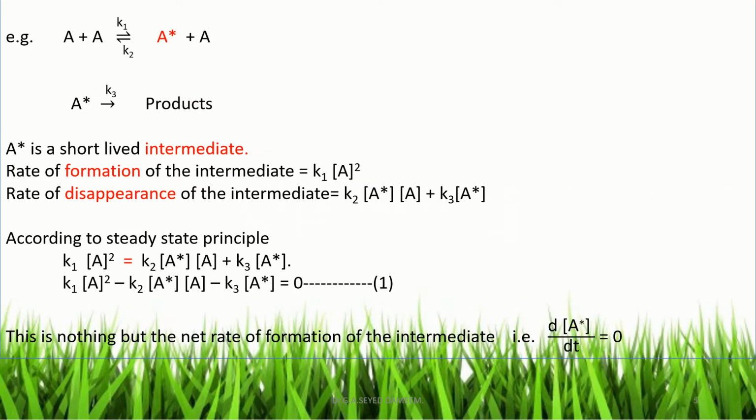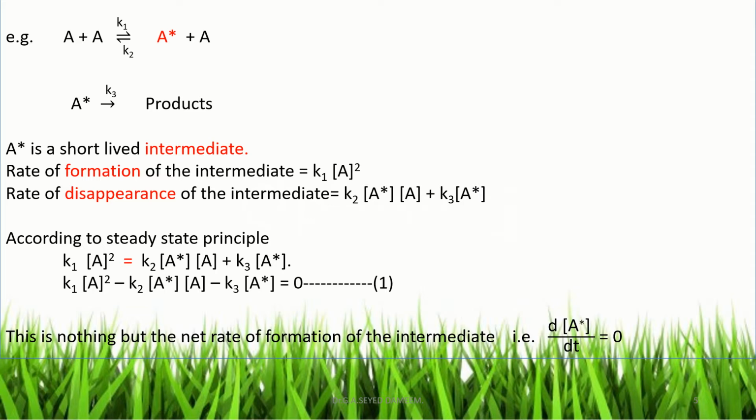Consider a reaction A2 to products. Here, A star is formed by A combining with another molecule of A, and from the A star, product is formed. So this formation of product from A consists of two steps. The first step is a reversible reaction, and the second step is a slow, irreversible reaction. The first step consists of a forward reaction and a backward reaction, where K1 is the rate constant of the forward reaction, and K2 is the rate constant of the backward reaction.